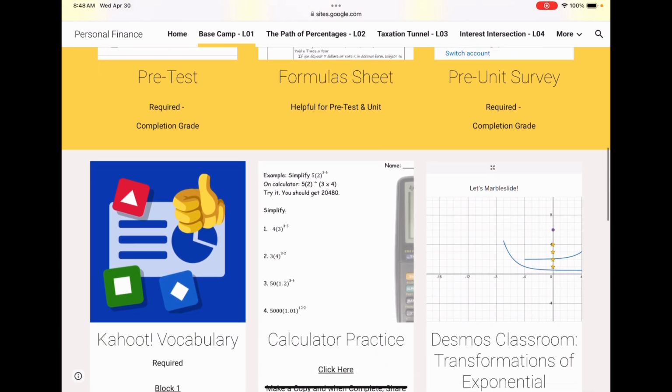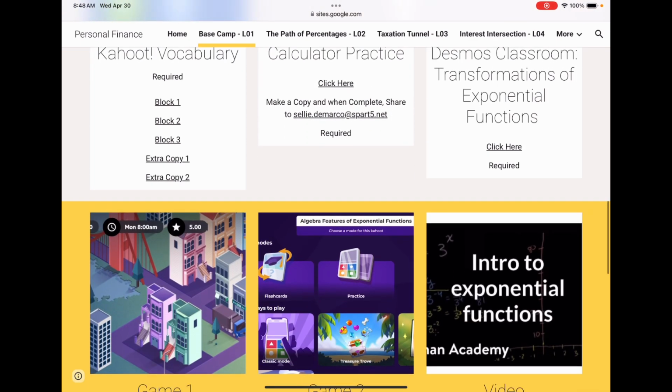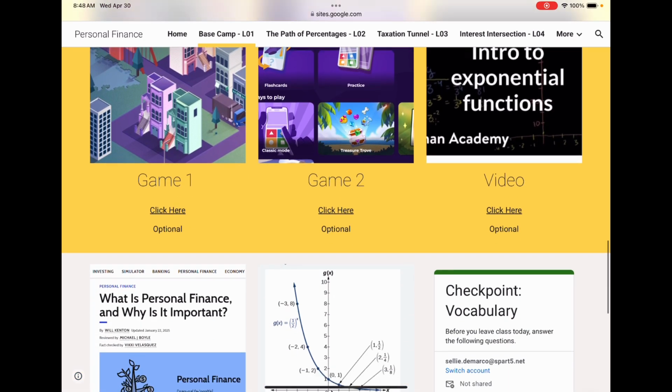Okay, I'm going to keep scrolling down here just so that you can see all of it.